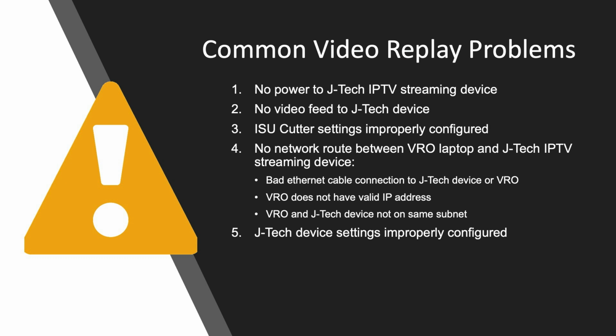But oftentimes the problem is computer network related, such that there's no network route between the VRO laptop and the JTAG box. And this can be caused by a variety of things, including lack of a functioning and connected Ethernet cable to the JTAG box or to the VRO, or the VRO laptop might not have an IP address on the same subnet as the JTAG box. In rare circumstances, the JTAG device itself might not be configured properly.